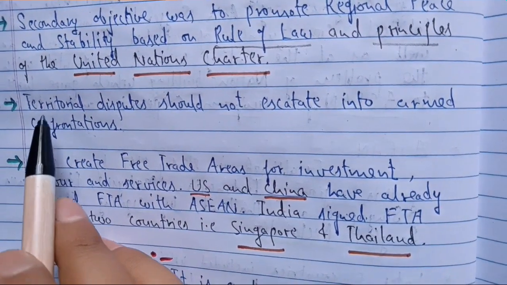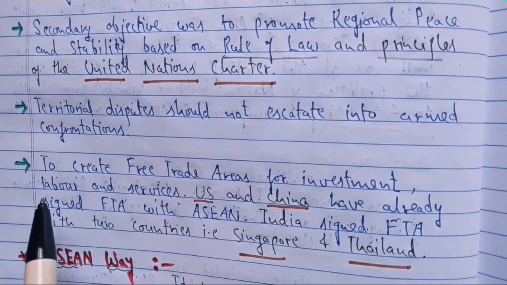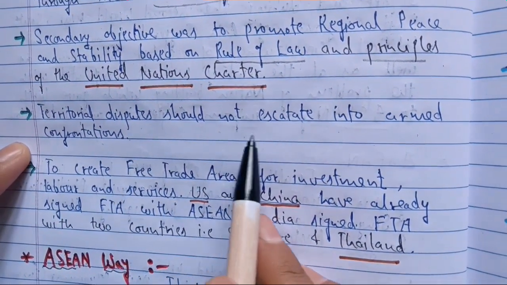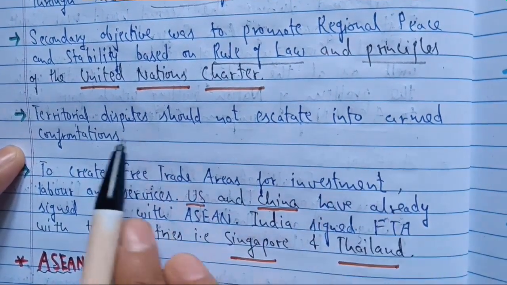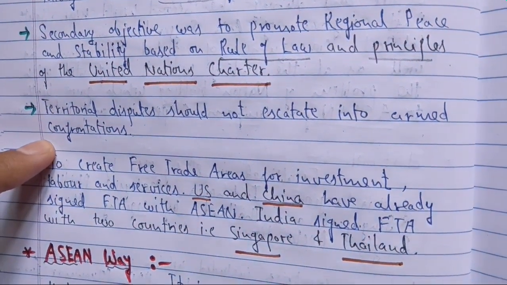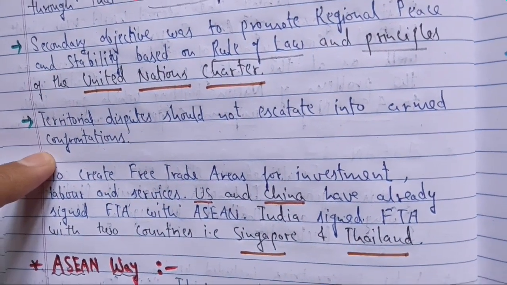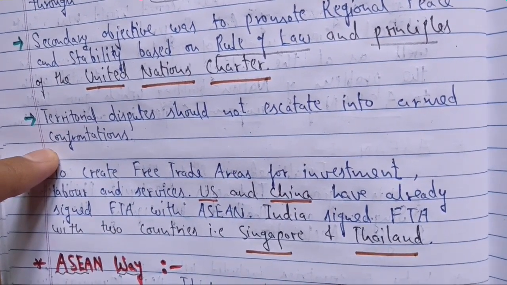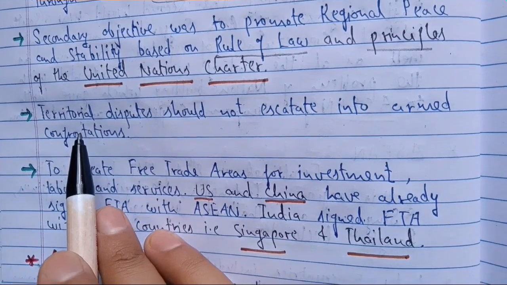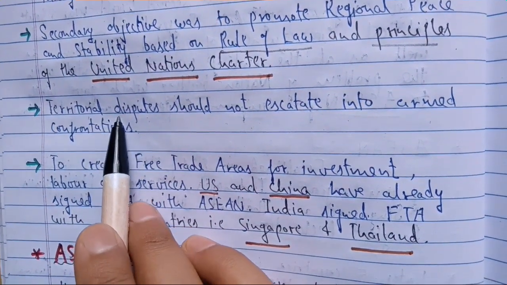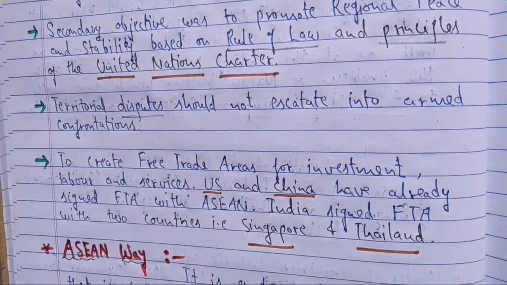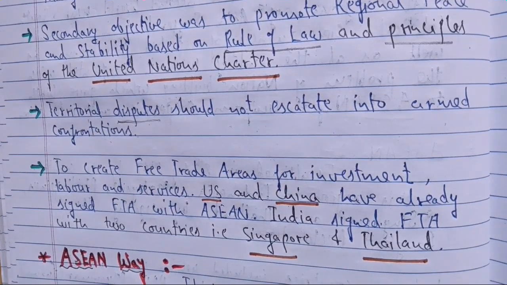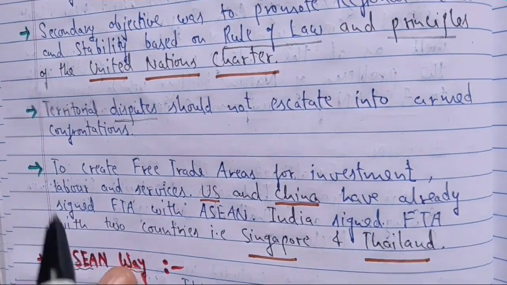The third point of these objectives, the first and second I have already told, these two were the most important. The third was that territorial disputes should not escalate into armed confrontation. As we know, after independence they were having a lot of issues regarding their territories, boundaries, water bodies and river water, which were internal problems of these countries. But as an association, their major objective was that these disputes should be solved peacefully. A solution should be found. They should sit down and, through conversation, work out a solution for these territorial problems.